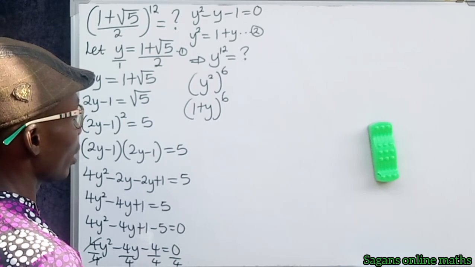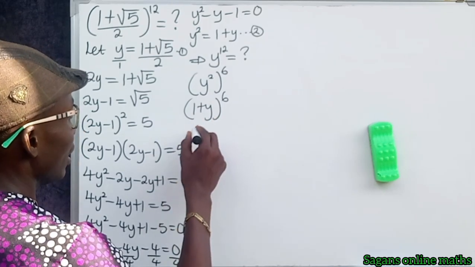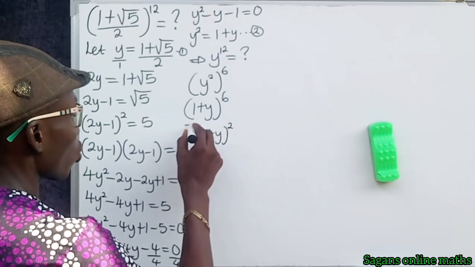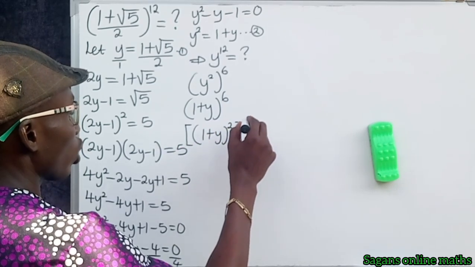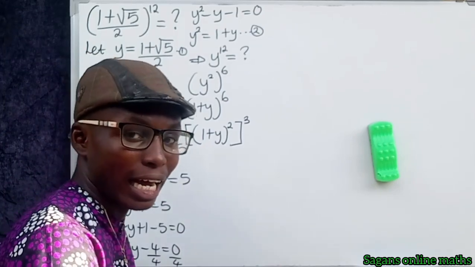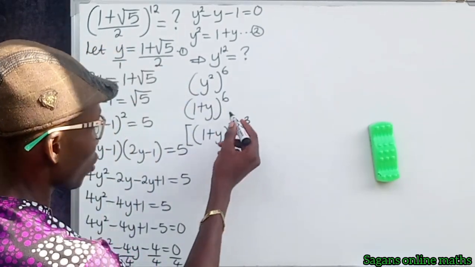Now look at what we're going to do again. Do you know we can also write this as (1 + y)² to the power of 3? Because remember one of the properties of indices, the index inside the parenthesis can multiply the index outside the parenthesis. So 2 times 3 gives us 6.